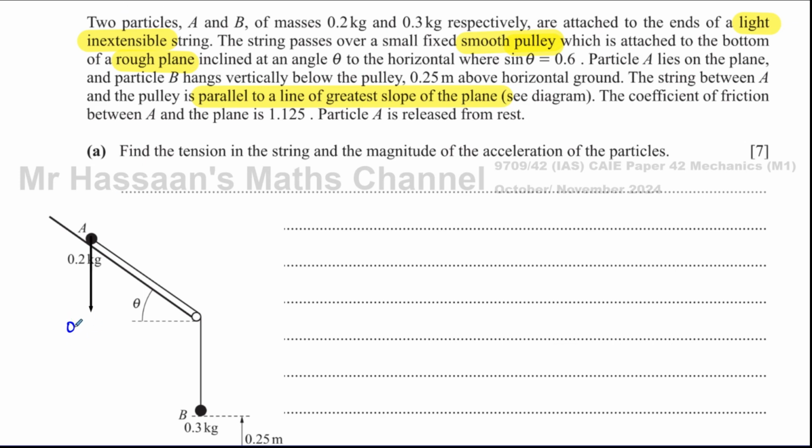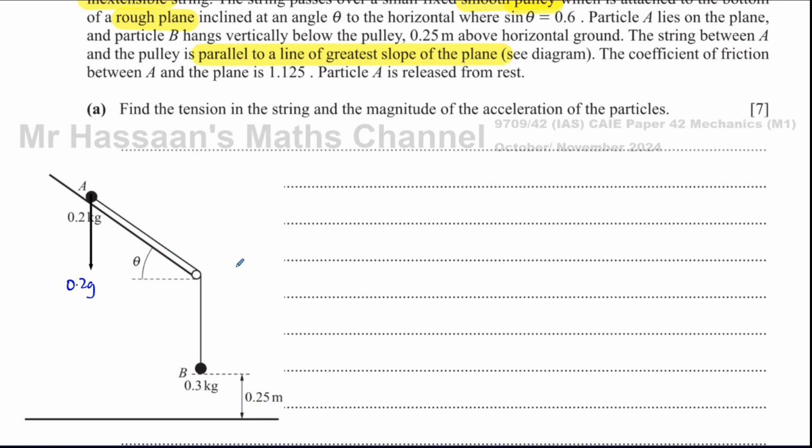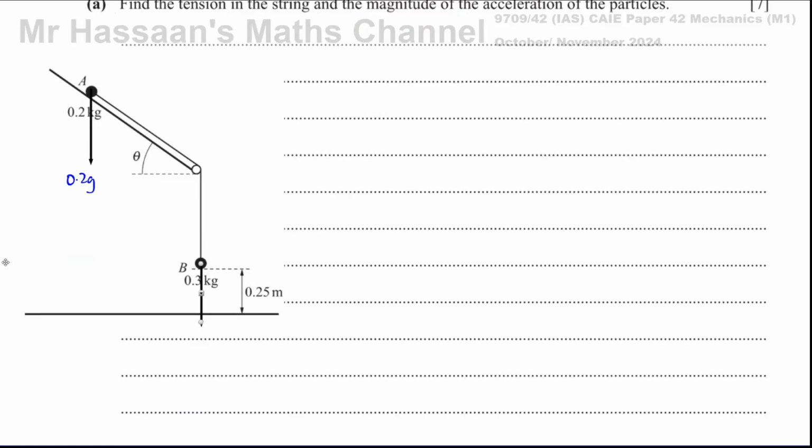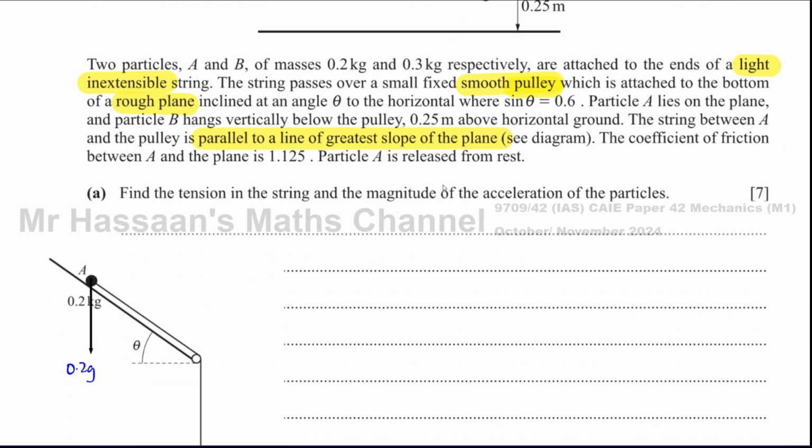Now, as there might be some EdXL students watching, I'm going to just keep it in terms of G for now. If I was doing this purely as a Cambridge student, then because G is 10, you can write that as basically 2 newtons. And this is 3 newtons because G is 10, so 0.2 times 10 will be 2, and 0.3 times 10 is 3. I'll leave it in terms of G to make it more universal for those students who are also watching.